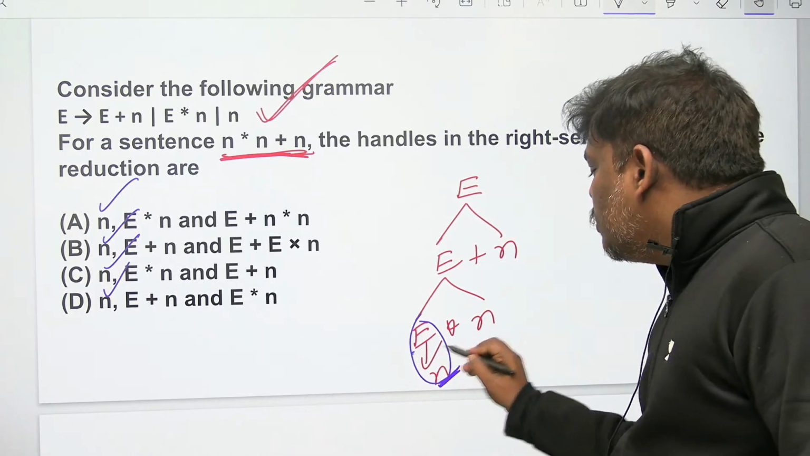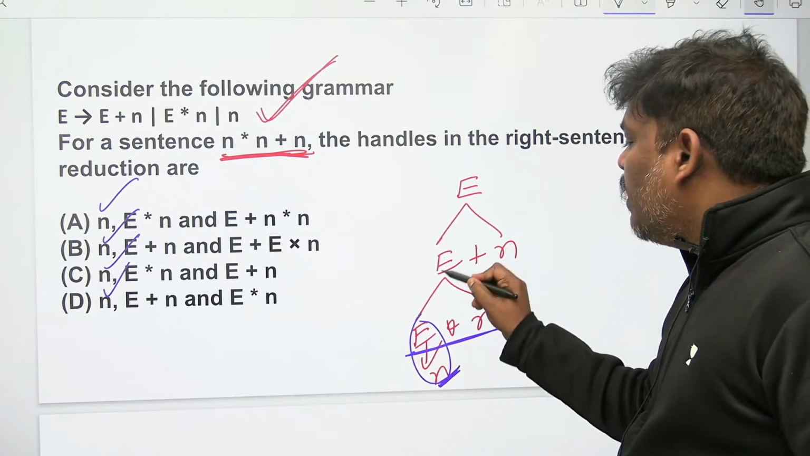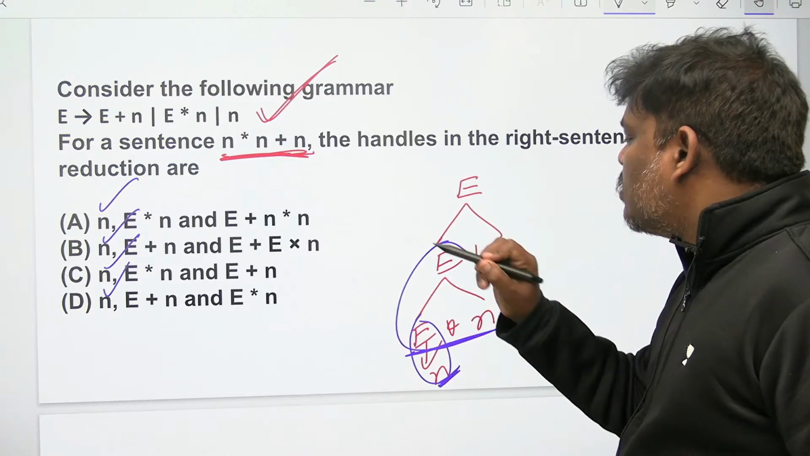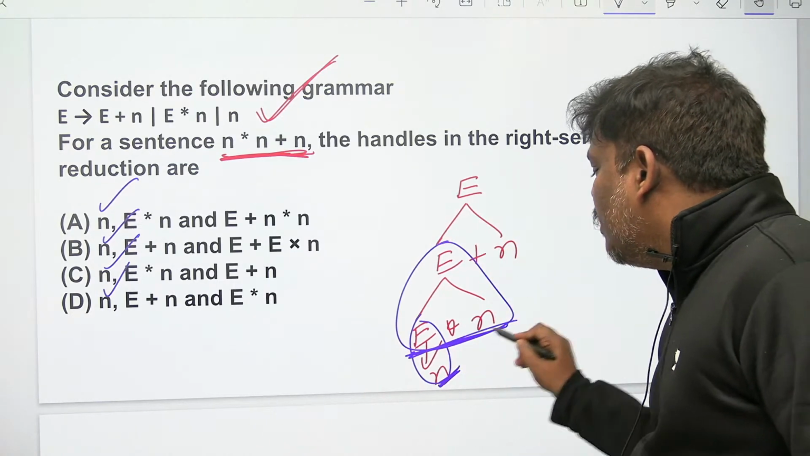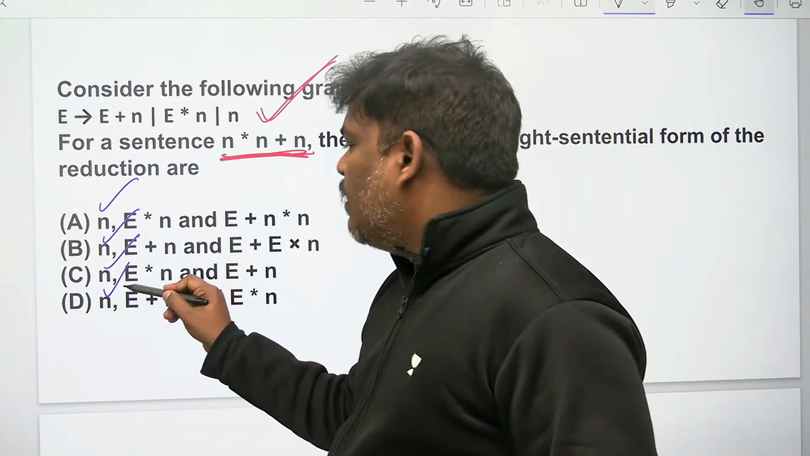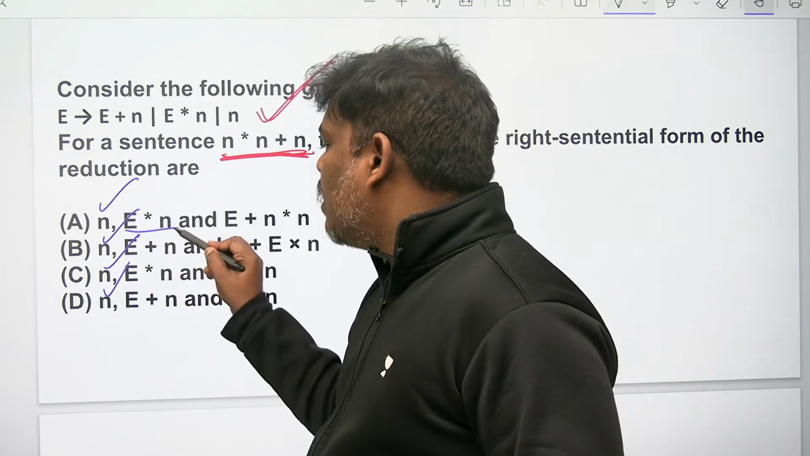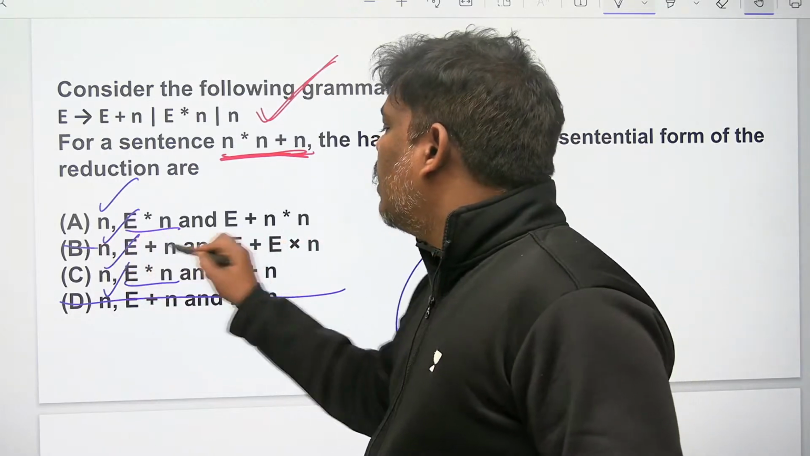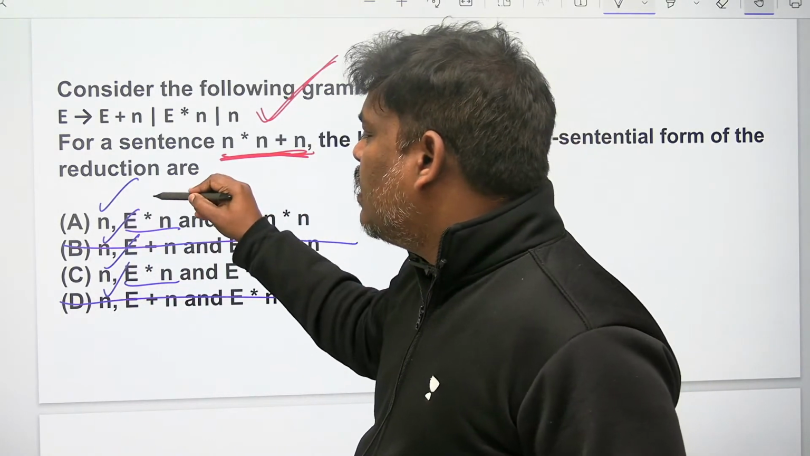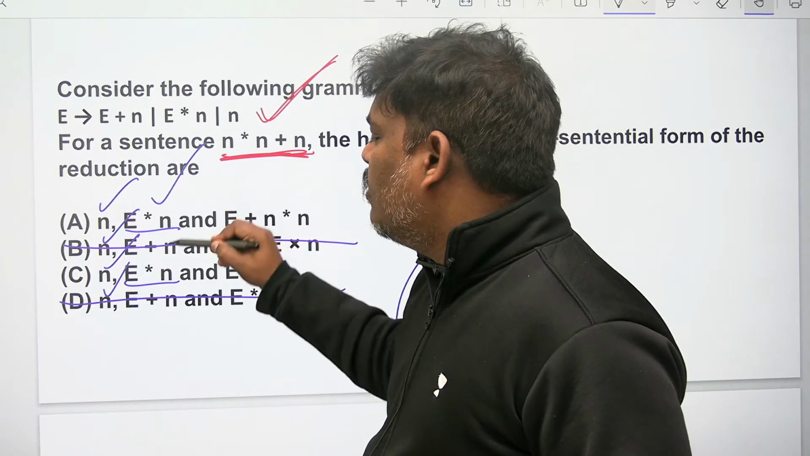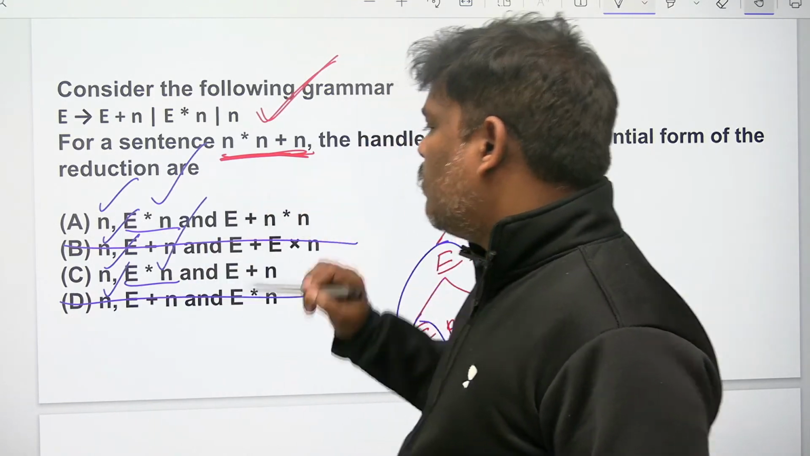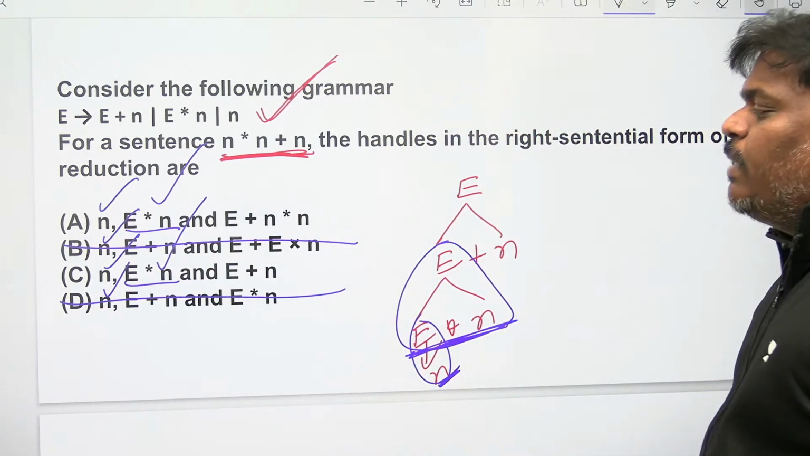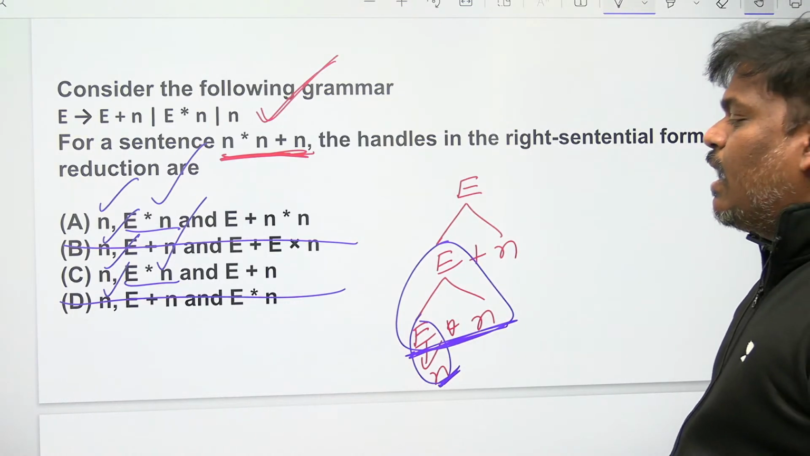Next one, E star N replaced by E. This is the next reduction. So the next handle is E star N. So this cannot be the answer. B cannot be, D cannot be. The answer is either A or C.